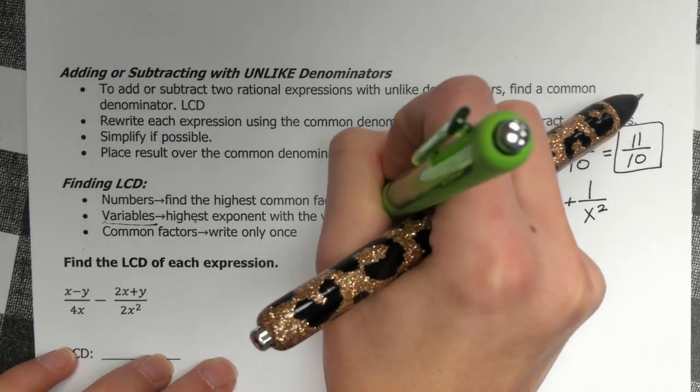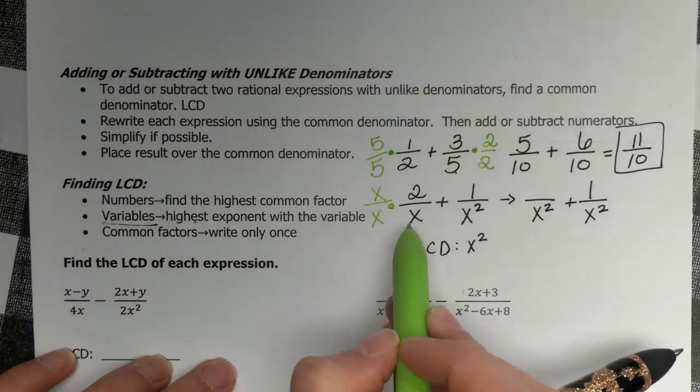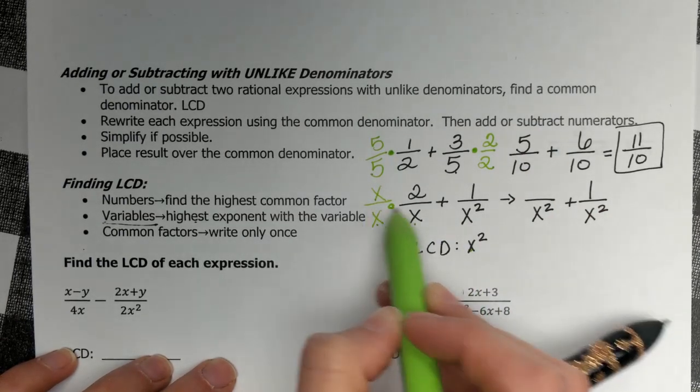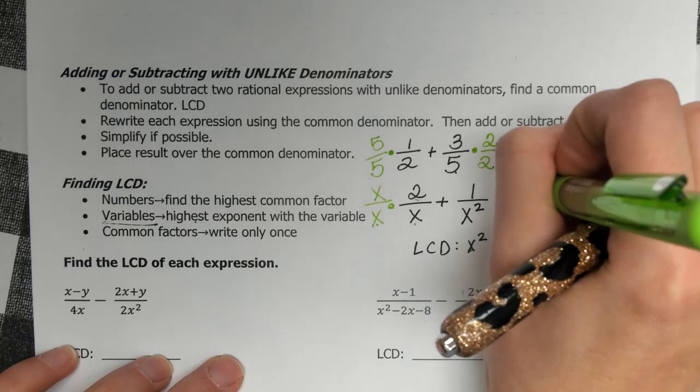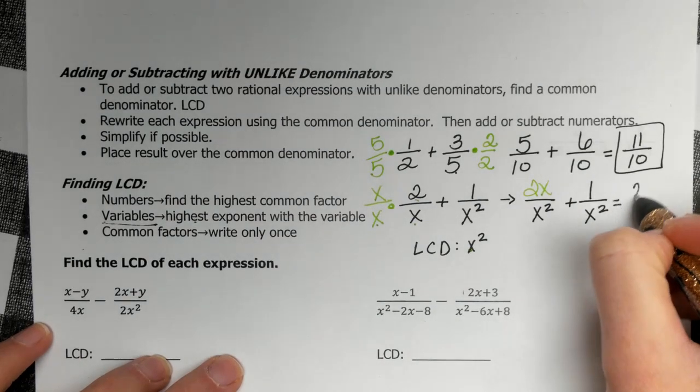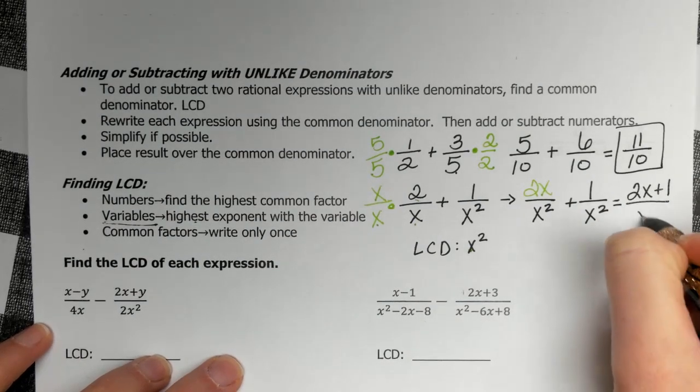Another x, because x times x will give me that x squared, right? So then that numerator, x times 2, is just 2x. Y'all follow me on that? Okay, so then that would just be 2x plus 1 over x squared.